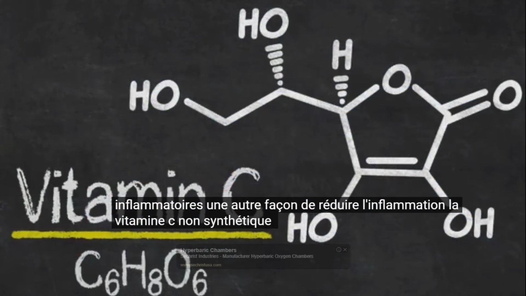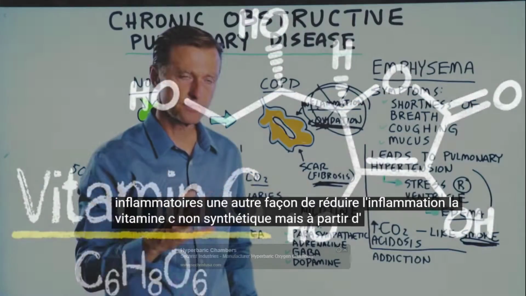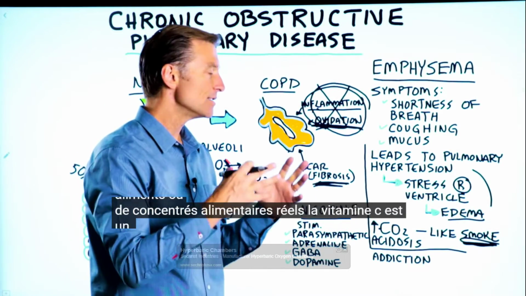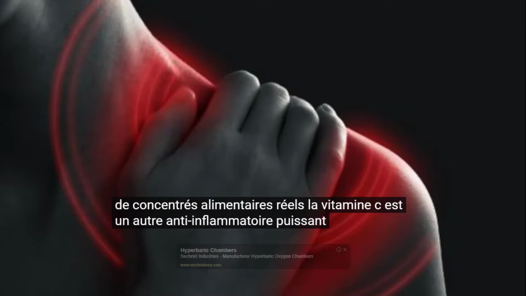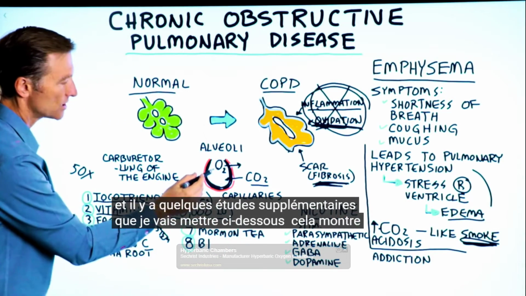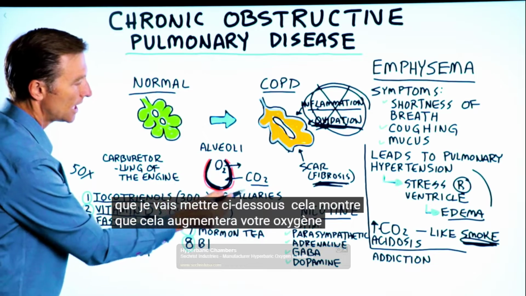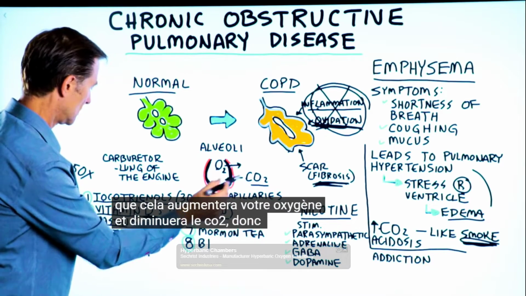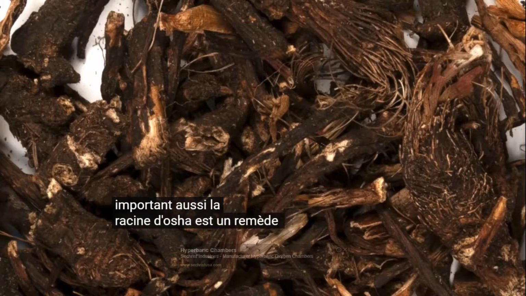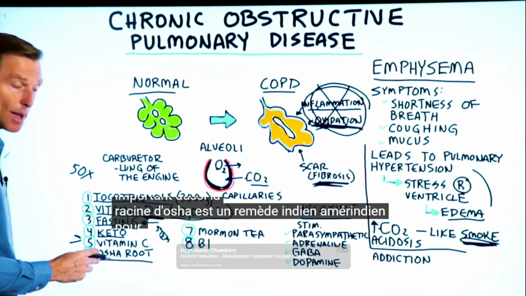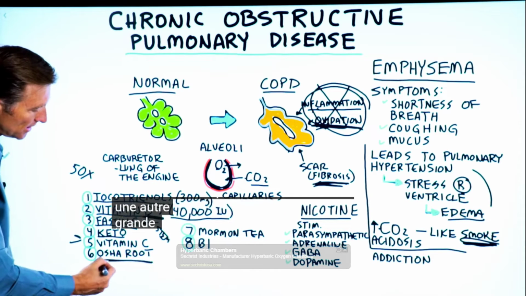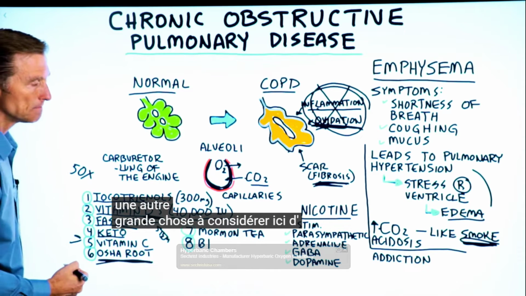Vitamin C, not synthetic, but from actual food or a food concentrate. Vitamin C is another powerful anti-inflammatory, and there are some additional studies, which I'll put down below, that show that it'll increase your oxygen and decrease the CO2. So this is very important as well. Osha root is a Native American Indian remedy for lung disorders. So this is another great thing to consider right here.